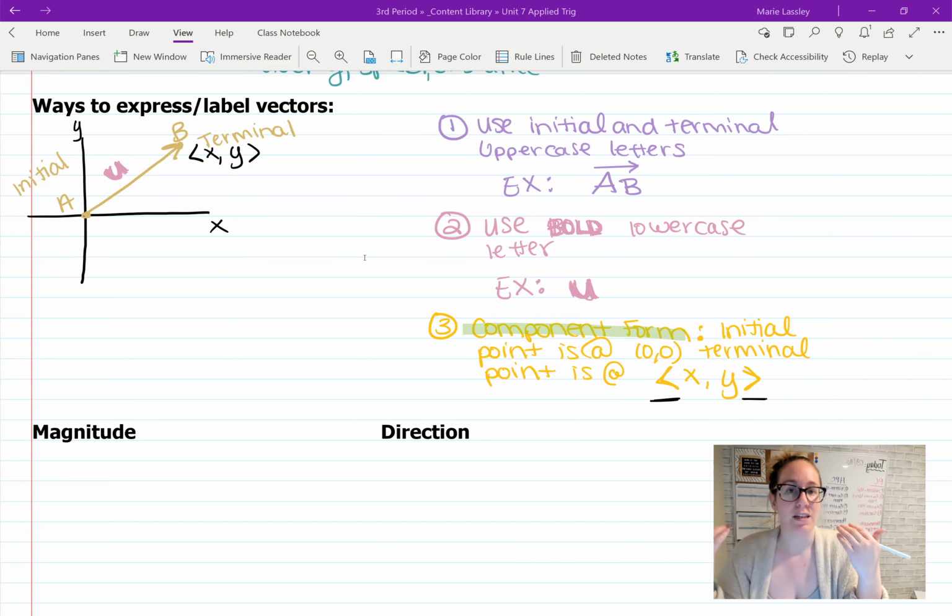This class, we're really just going to be using the component form to figure out the next two things we're going to talk about, which is magnitude and direction.